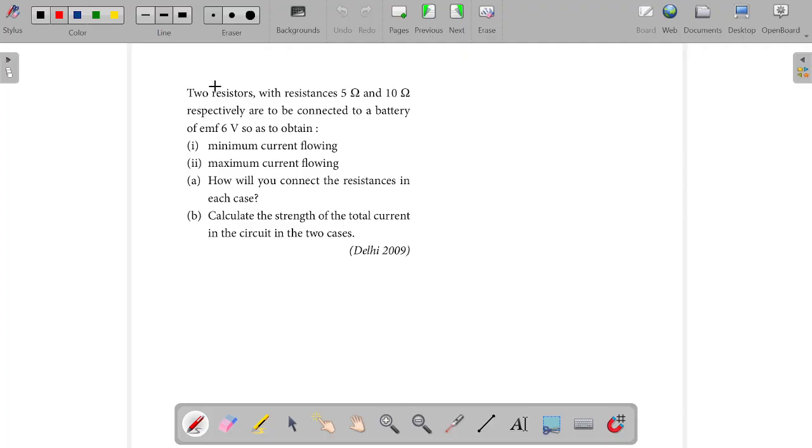It says that two resistors with resistance 5 ohm and 10 ohm respectively are connected to a battery of EMF 6 volt, so as to obtain the minimum current and maximum current, and along with that two more questions. Let us see and simplify it. I always say to the students, whenever there is any numerical, you must focus on the given data first. So what is the given data here?